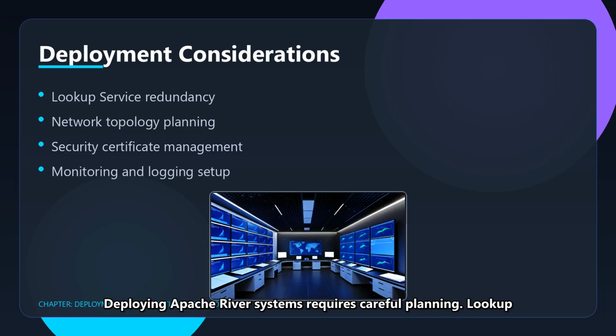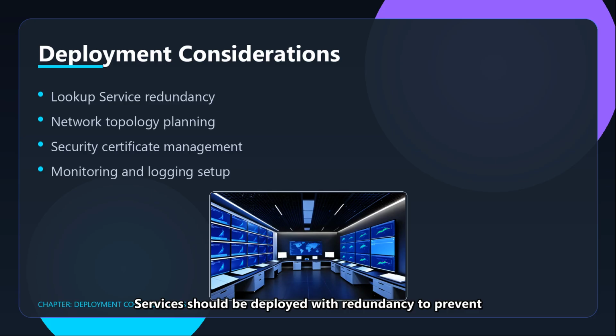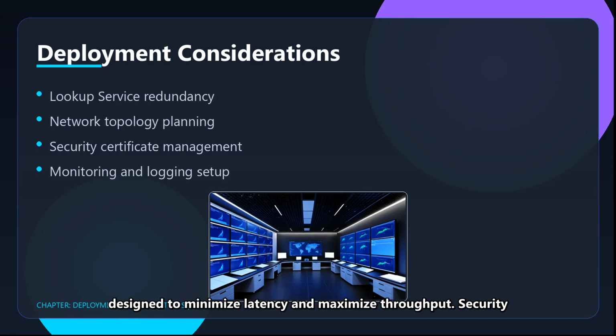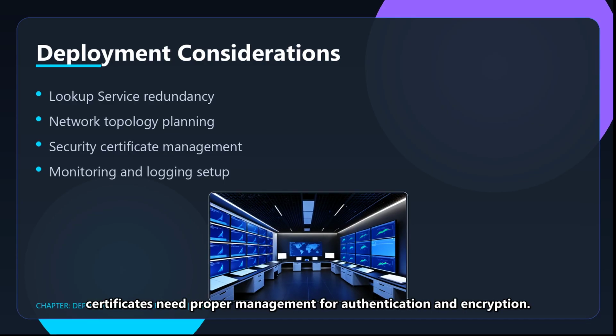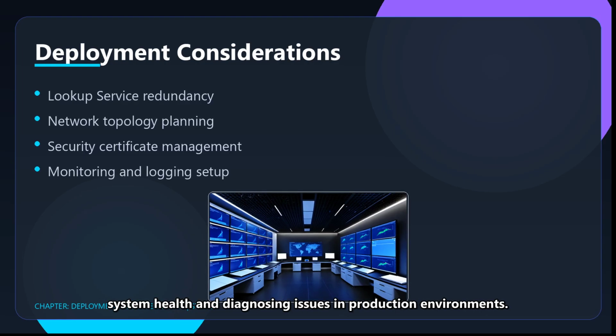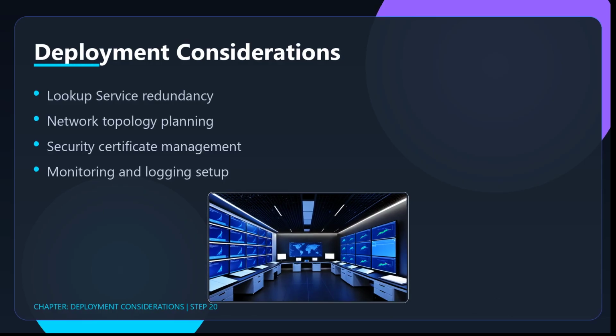Deploying Apache River systems requires careful planning. Lookup services should be deployed with redundancy to prevent single points of failure. Network topology must be designed to minimize latency and maximize throughput. Security certificates need proper management for authentication and encryption. Comprehensive monitoring and logging are essential for maintaining system health and diagnosing issues in production environments.